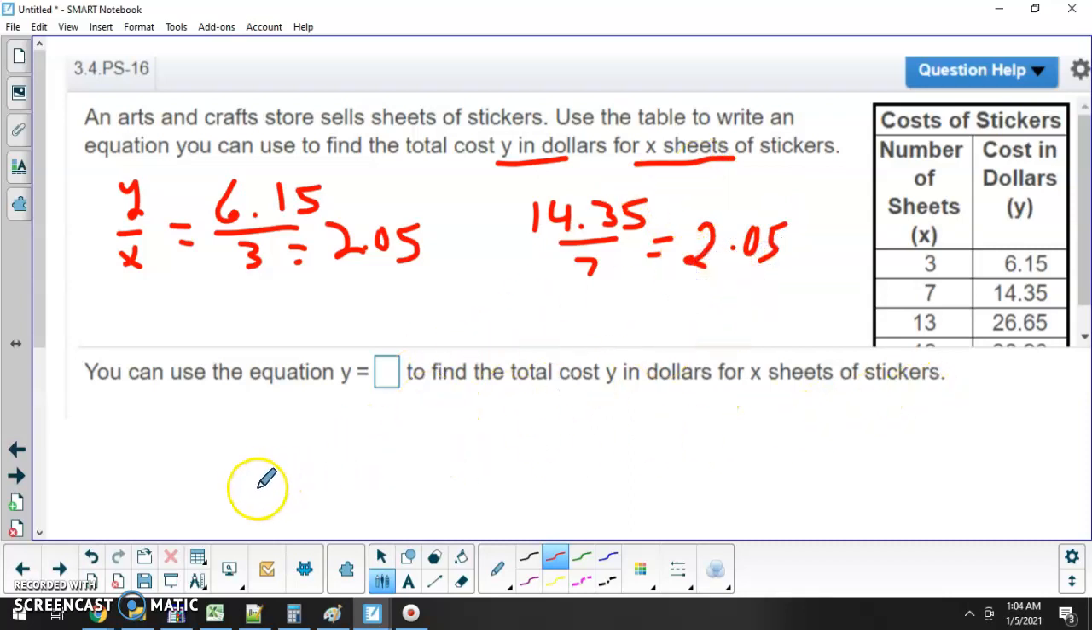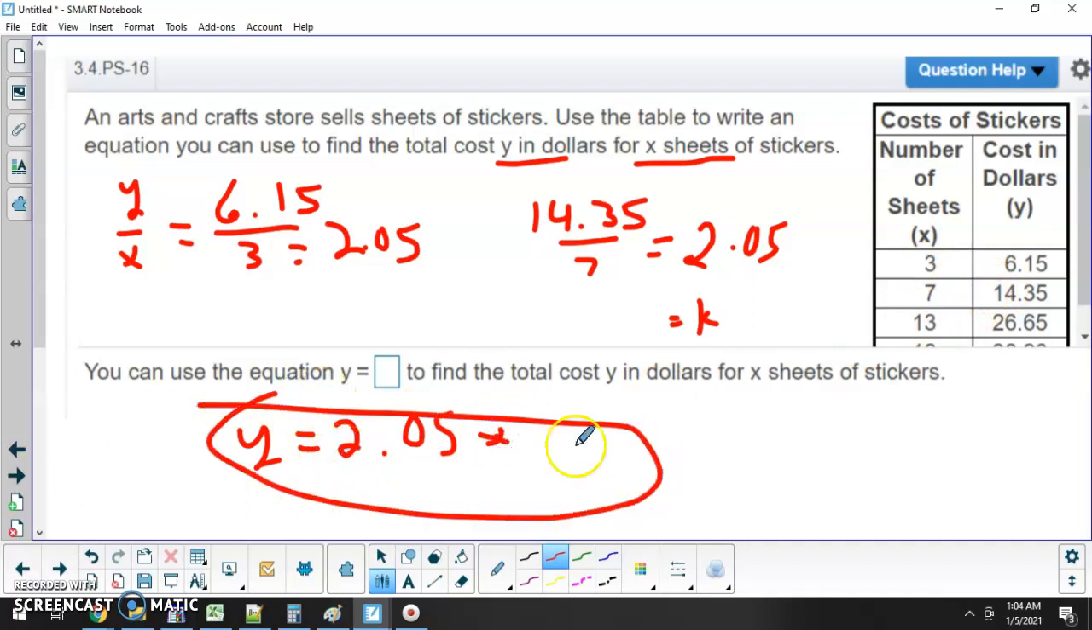So to figure out the cost for x amount of sheets, the equation would simply be, now remember this 2.05, that's your k value, since it's the same for all the data points here, all these x's and y's. So y is equal to 2.05x, and there you have it. All right, so that is your equation, and that's a powerful thing. Now you can figure out how much it would cost to get 1,000,000 sheets of stickers, so you can put them all over your locker and your best friend and your neighbor and whatever you want to put them on.